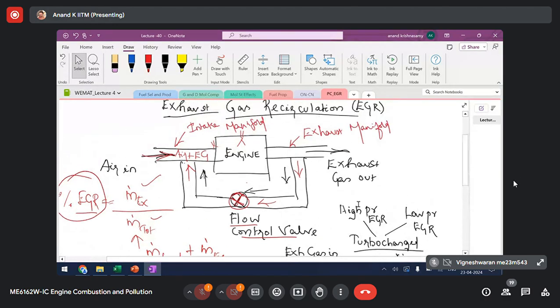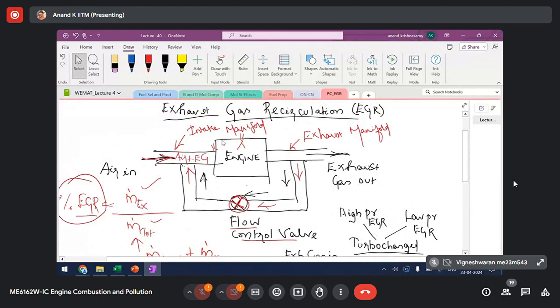So to regulate this flow of exhaust gas from the exhaust to the intake, what do you need to have? How will you create the flow? One-way valve should be there. The valve is there, but to create this flow, what is required fundamentally? Pressure difference. So you need to have sufficient delta P, pressure difference.